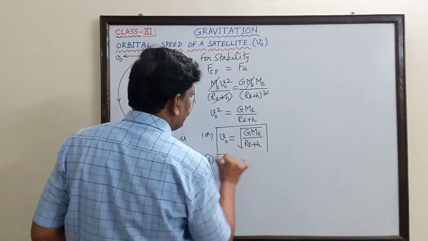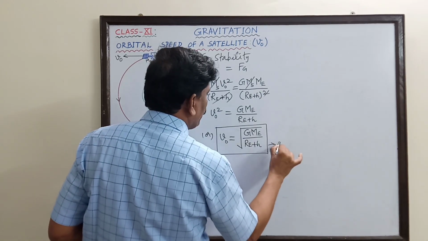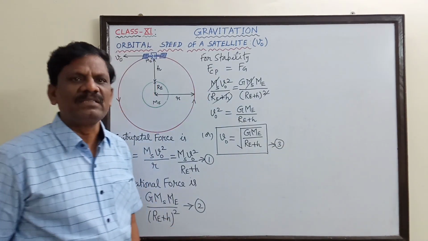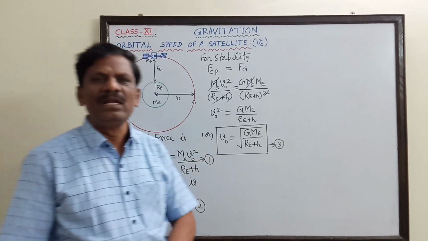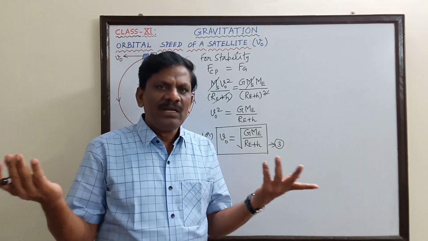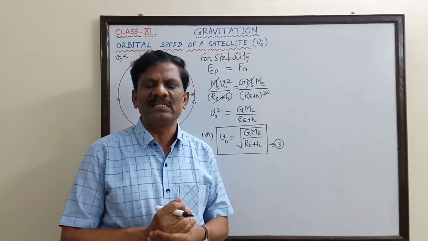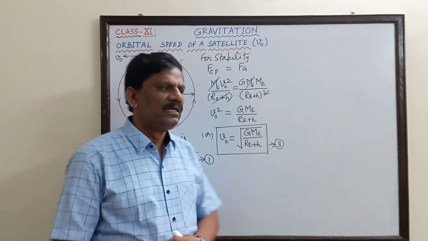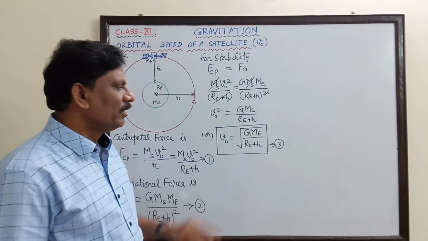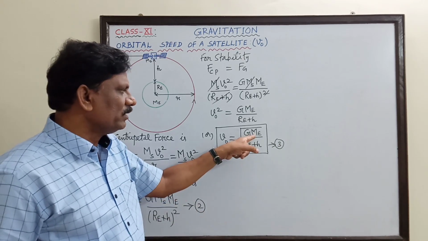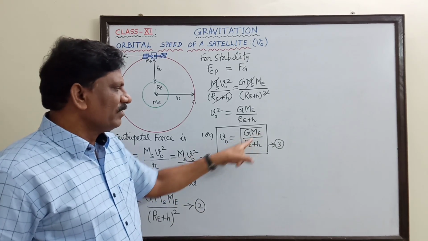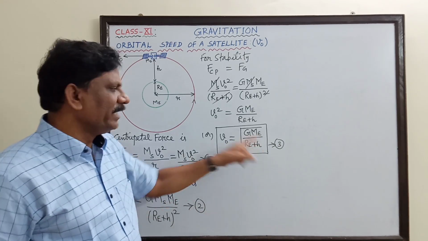So this is the equation required. That is, equation number 3 is the expression for the orbital speed or orbital velocity. Magnitude of the velocity is only called speed. So my dear students, now you see inside the square root, the mass of the earth, the radius of the earth and the height only is there.